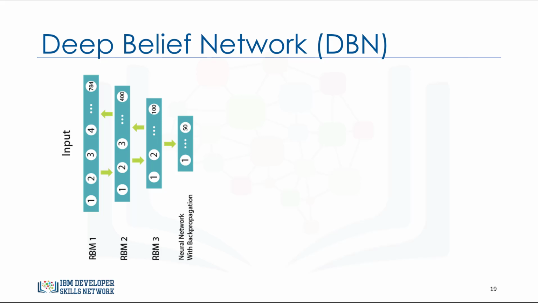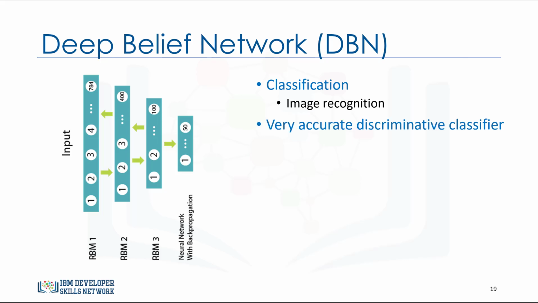So, what are the applications of DBNs? DBNs are generally used for classification, same as traditional MLPs. So, one of the most important applications of DBNs is image recognition. The important part to remember here is that a DBN is a very accurate discriminative classifier. As such, we don't need a big set of label data to train a deep belief network. In fact, a small set works fine because feature extraction is unsupervised by a stack of RBMs.